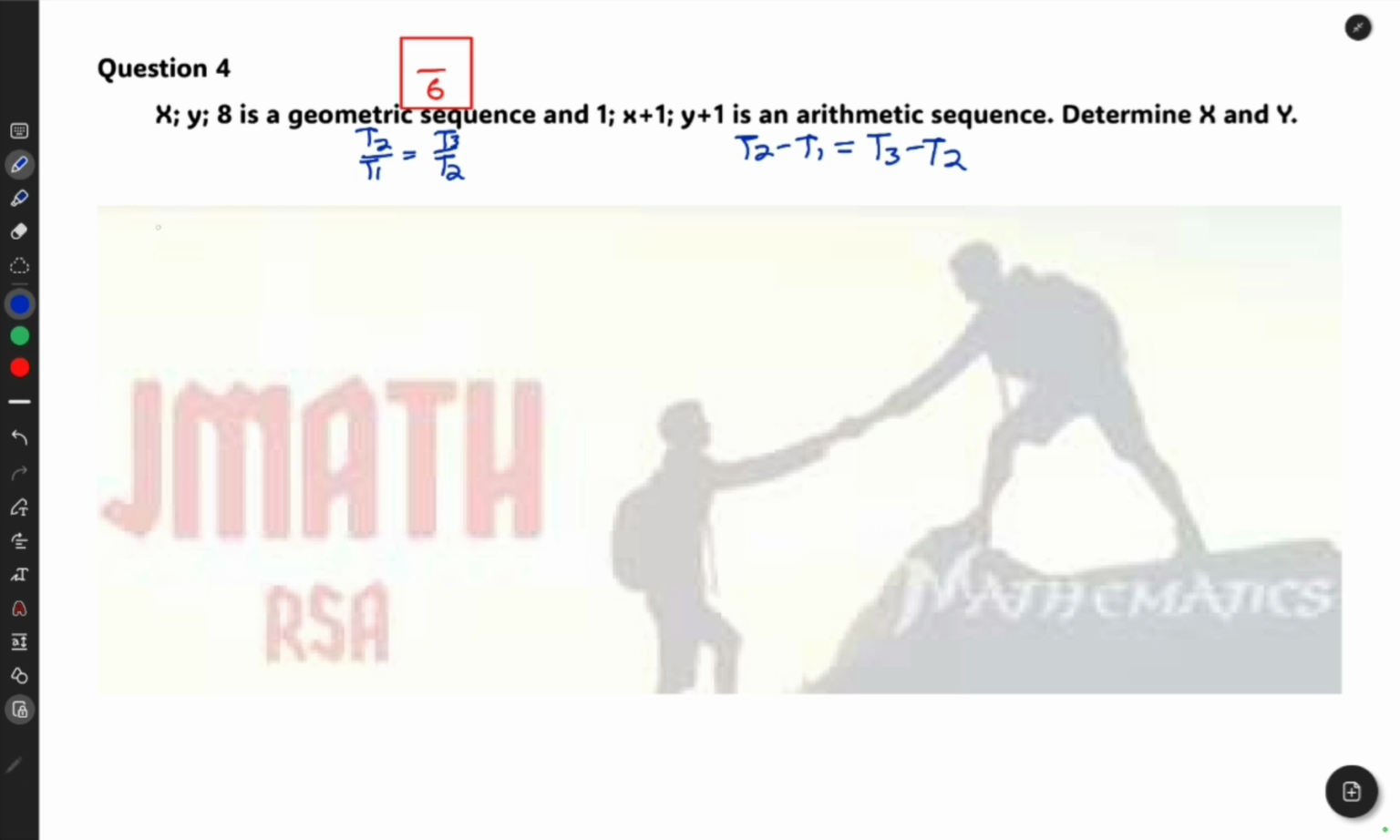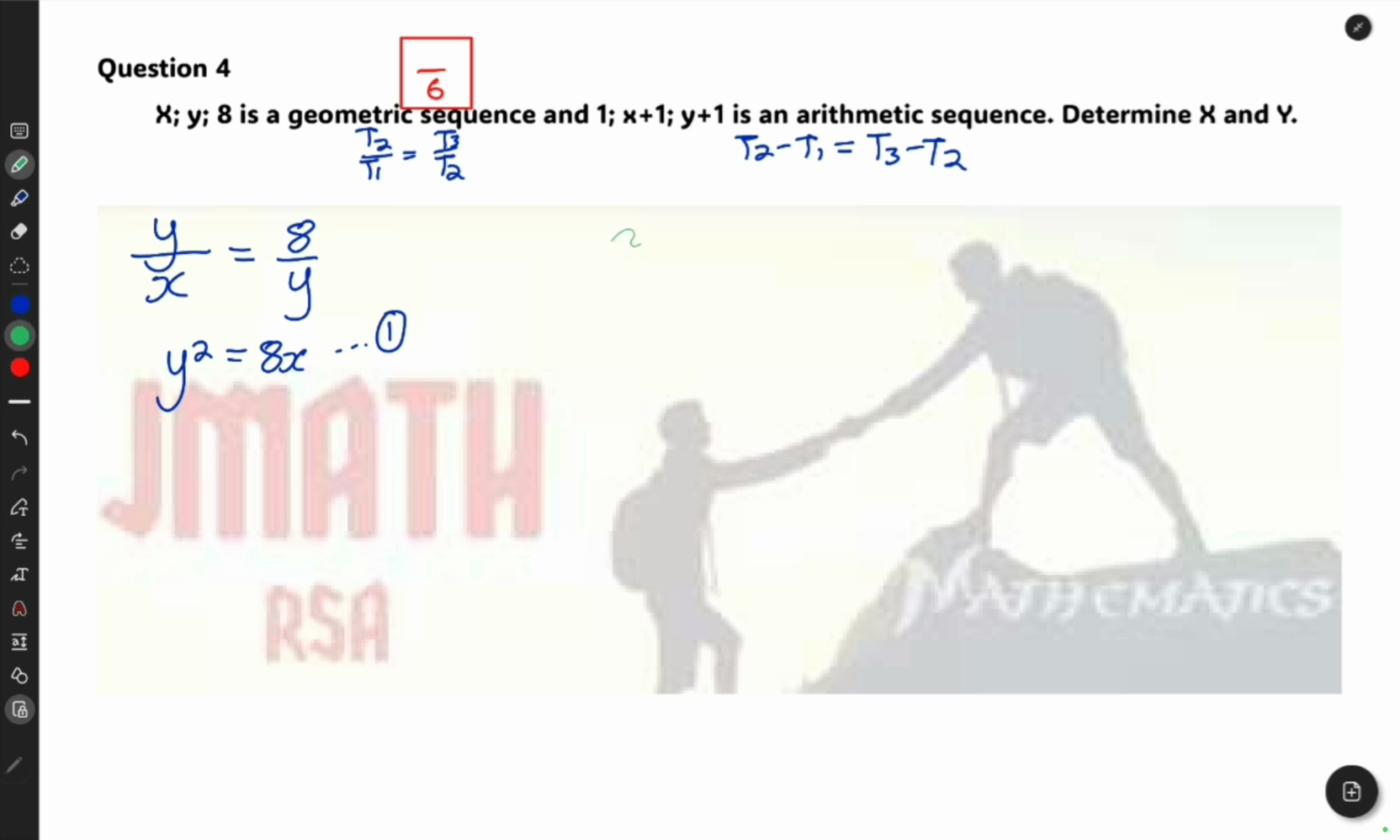So T2 over T1: y over x must equal 8 over y. Once again, I have fractions with an equal in between, so I'm going to cross multiply. So y squared is equal to 8x. That is equation 1. Just going to change color so it makes sense.